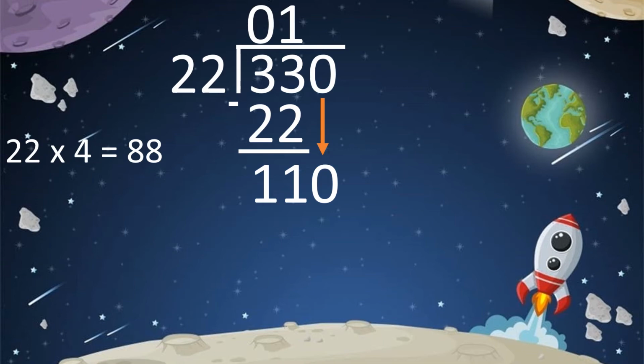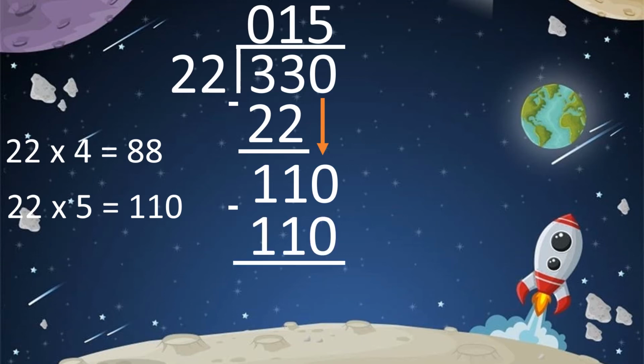So we would do 22 times 5. That would give us 110 exactly. So we would put a 5 at the top. Then we would do 22 times 5. That gives us 110. So underneath the 110 in the question, we would write 110. We would subtract it. That gives us 0. That means 330 divided by 22 equals 15.